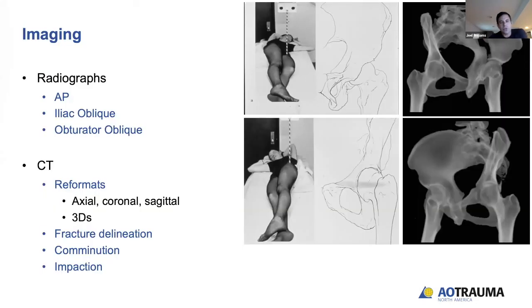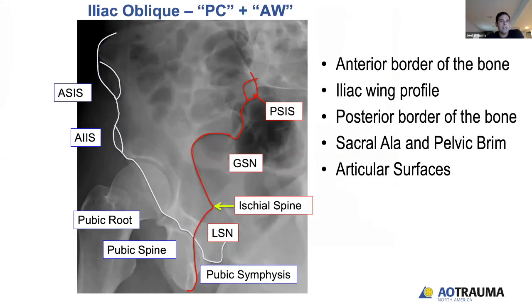Judet views are, of course, important, whether your preference or your institutional protocol is plain film radiographs or digital reconstructions is subject for another talk, but I think it is important information to gather in some form. The classic structures that can be visualized on the iliac oblique are the posterior column and the anterior wall, but of course we can see much more.